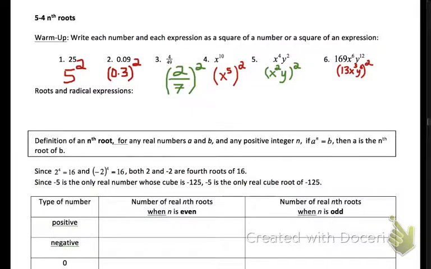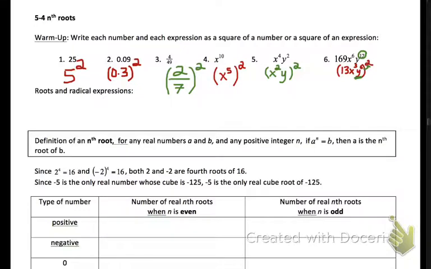So why are we doing these? Why are we warming up with these? The idea of today's lesson is that we're going to be taking square roots of things. To be able to do that, it's going to be really helpful for you if you recognize how to convert this y to the 12th into a y to the 6th, squared.